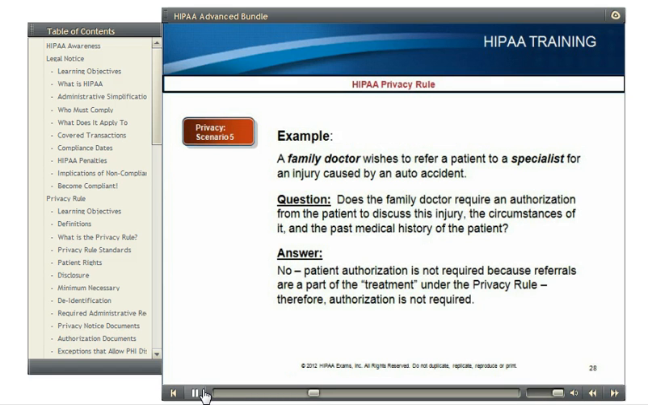Privacy. Scenario 5. Example. A family doctor wishes to refer a patient to a specialist for an injury caused by an auto accident. Question. Does the family doctor require an authorization from the patient to discuss this injury, the circumstances of it, and the past medical history of the patient? Answer. No. Patient authorization is not required because referrals are part of the treatment under the privacy rule. Therefore, authorization is not required.